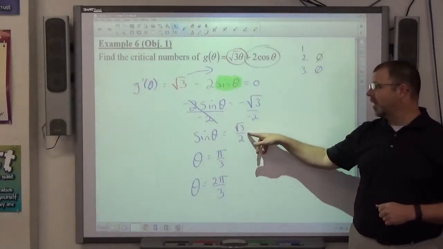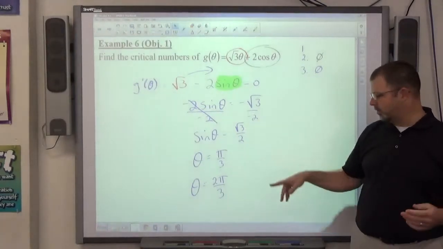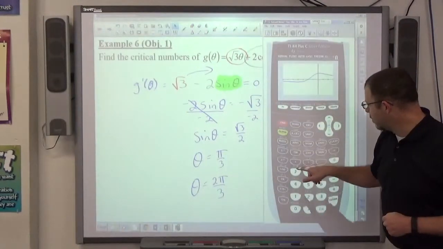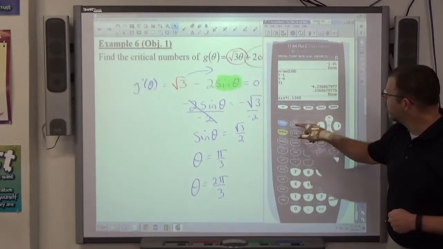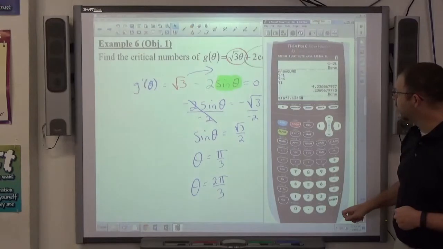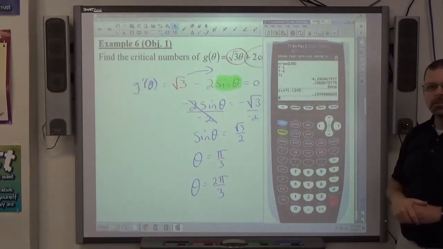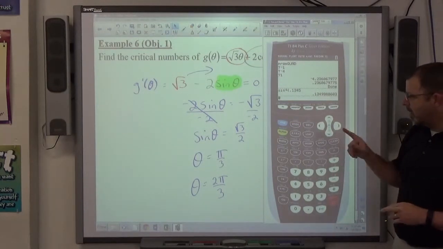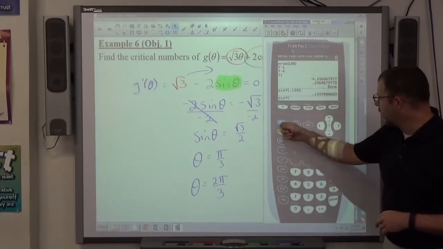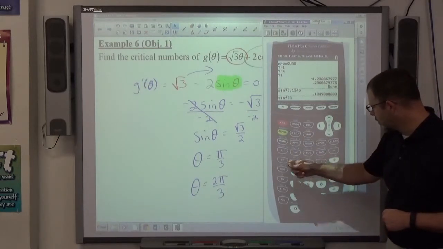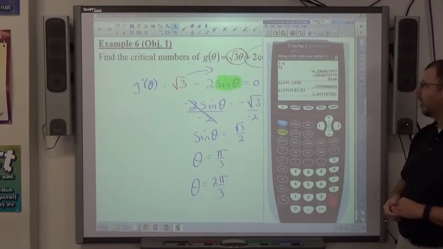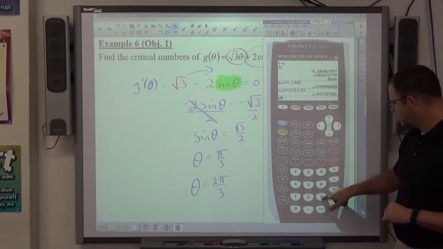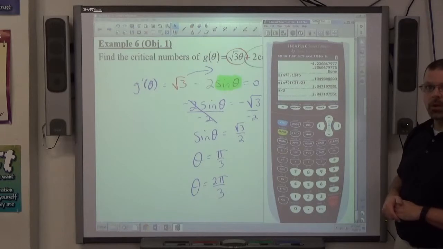If this said sine of theta equals 0.1345, inverse sine 0.1345, make sure we're in radians, not degrees, here we are, hit equals, and it'll spit out some number. With this, inverse sine of the square root of 3 over 2 comes out to 1.047197551, which is pi over 3.